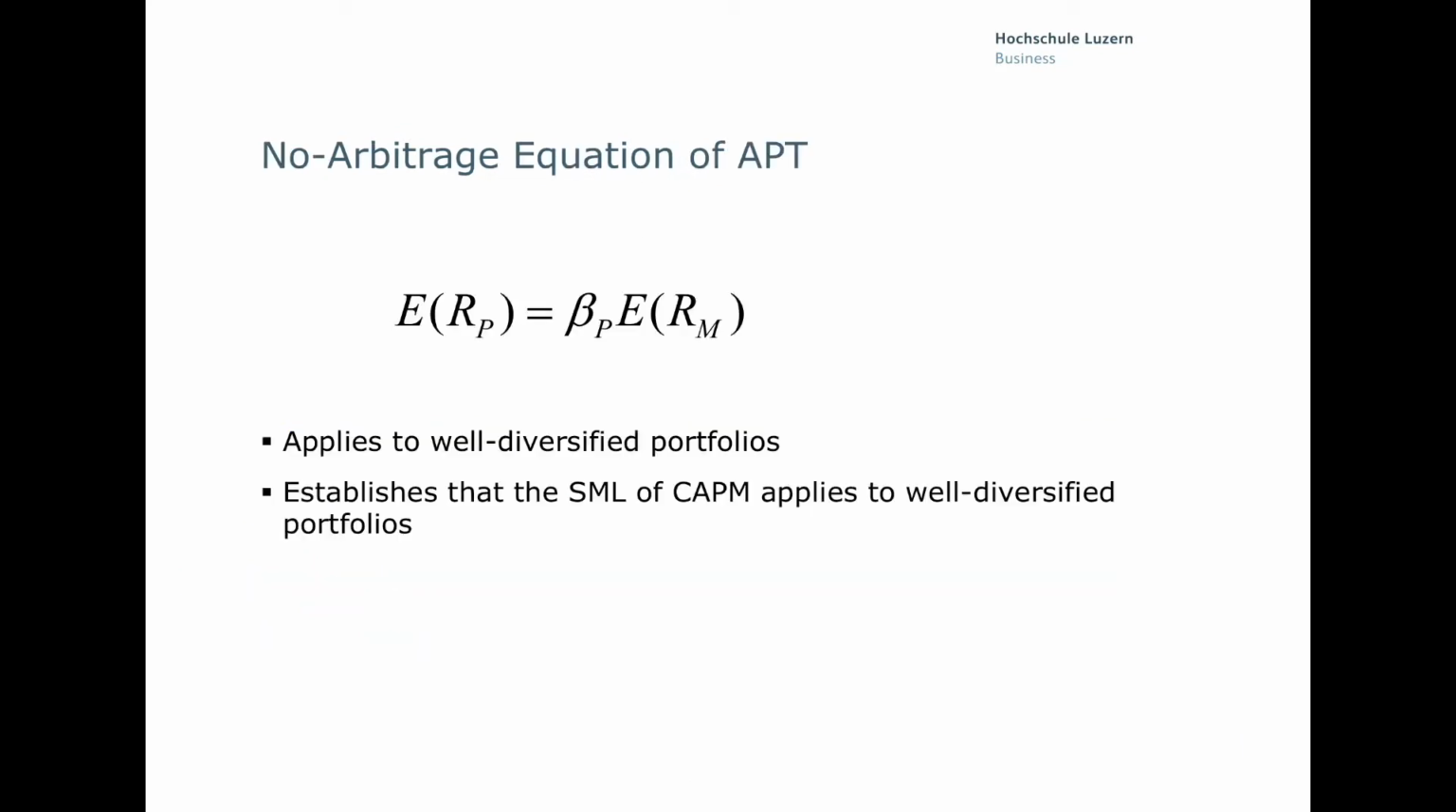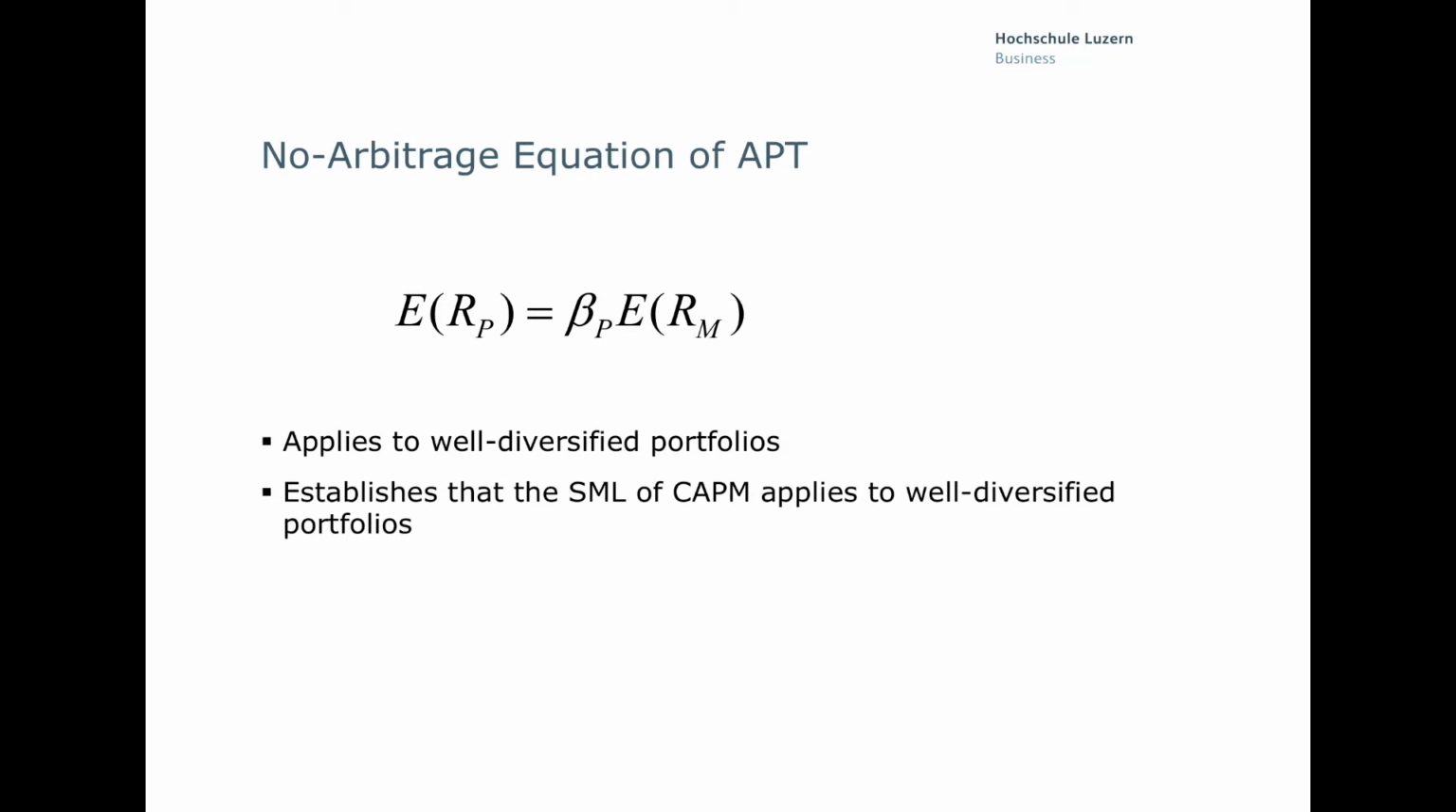The no arbitrage equation of the arbitrage pricing theory. The previous graph related risk premiums on well-diversified portfolios to their betas against the macro factor. As a final step, we would like a security market line that relates the portfolio risk premium to its beta against a market index rather than an unspecified macro factor.